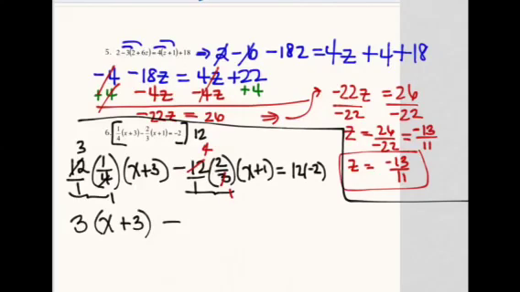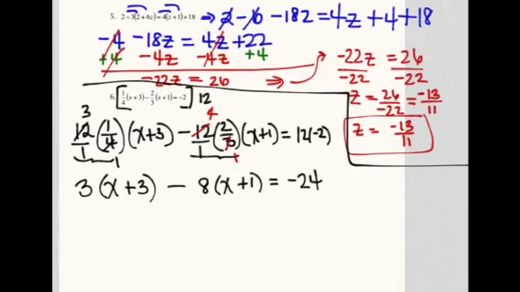But now look at what you have. You actually have 4 times 2, which is 8, over 1 times 1. So you have 8 over 1, which is really 8 times x plus 1. On the right, 12 times -2 is -24. Now distribute the 3 through and the -8 through to expand the parentheses and remove them.